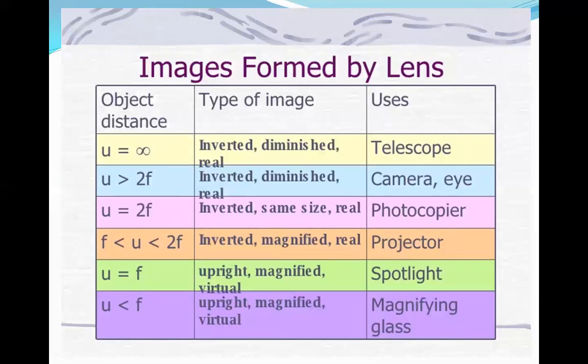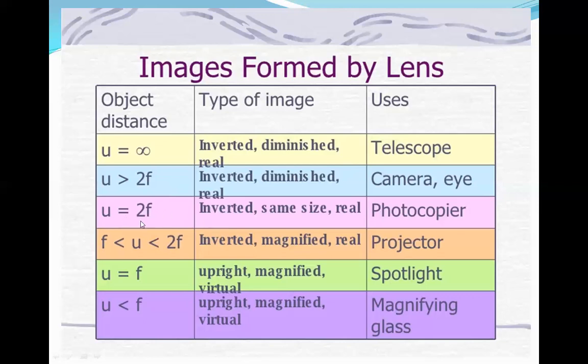Let's discuss their uses also. In your textbook, they have shown the object distance by small u and the image distance by small v. We have discussed the different cases. When the object is at infinity, the image is inverted, diminished, and real, and basically this type of adjustment is used in a telescope. When the object is placed beyond 2F, meaning the object distance is greater than 2F, then an inverted, diminished, real image is formed and its application is in a camera. In a camera, the object is beyond 2F, but the image is formed between F and 2F. And the eye has the same adjustment.